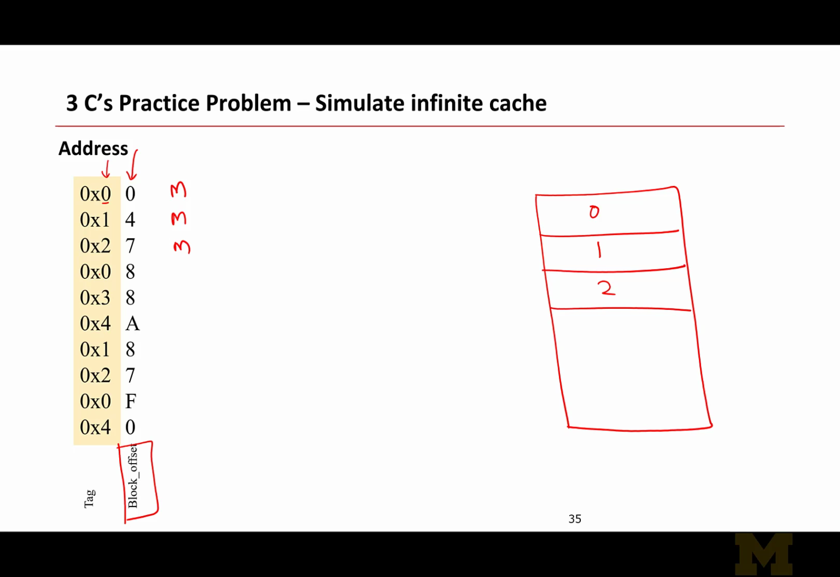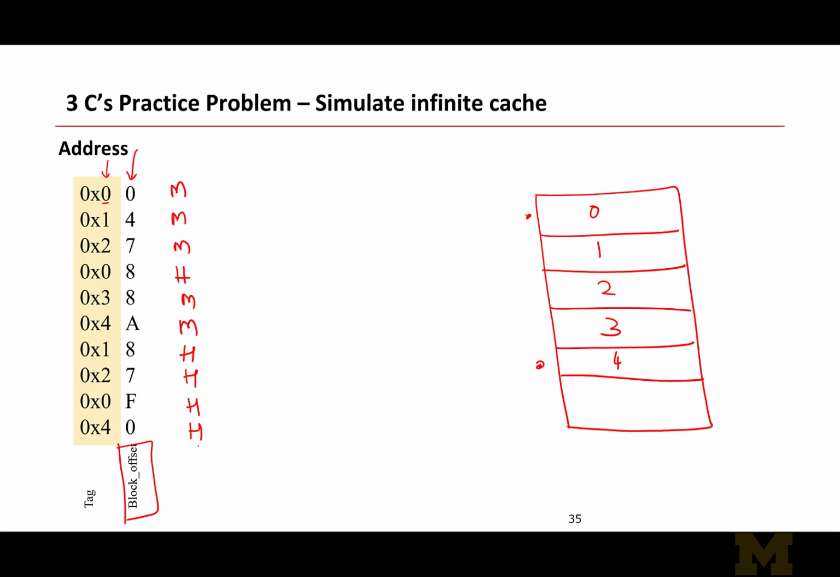Then block with the tag 0, which we have accessed before, so therefore this is a hit. Block with the tag 3, first time, compulsory miss. Block with the tag 4, again first time, compulsory miss. Block with the tag 1, we already have it in my infinite cache, so it's a hit. Block with tag 2, I do have it in my infinite cache, so it's a hit. Block 0, I do have it in my infinite cache, hit. Block 4, I have it in my infinite cache, so it's a hit.